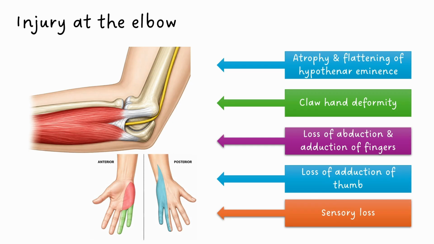And we see the sensory loss over the medial third of the hand as well as the medial 1.5 fingers, that is on the palmar surface, as well as the dorsal surface of the medial third of the hand and medial 1.5 fingers. So this is because of all the cutaneous branches which are involved, that is the dorsal cutaneous branch, then the palmar cutaneous branch, as well as the superficial terminal branch of ulnar nerve.